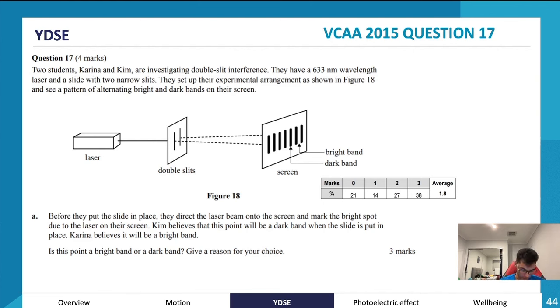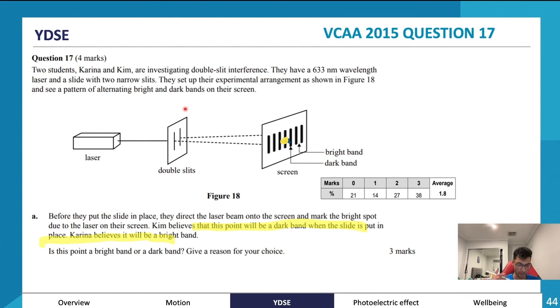Cool. So this question is a bit of a wordy question. Essentially, what's happening here is they have set up a double slit experiment. They have taken out the double slit temporarily, and they mark where the bright spot is going to be. If you were to take off these double slits, you're going to see a bright spot in the middle. So over here, that's going to be the bright spot.